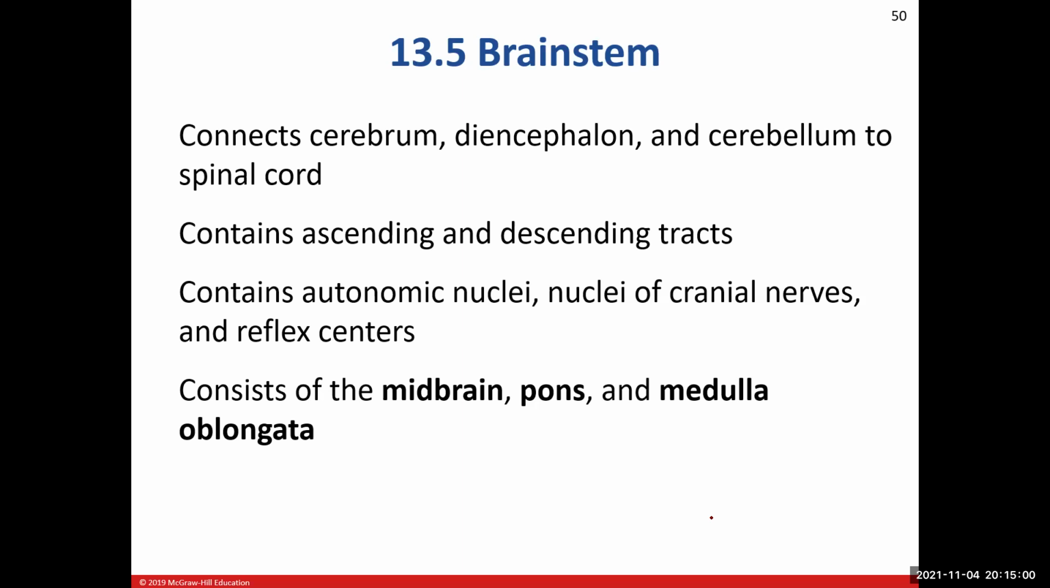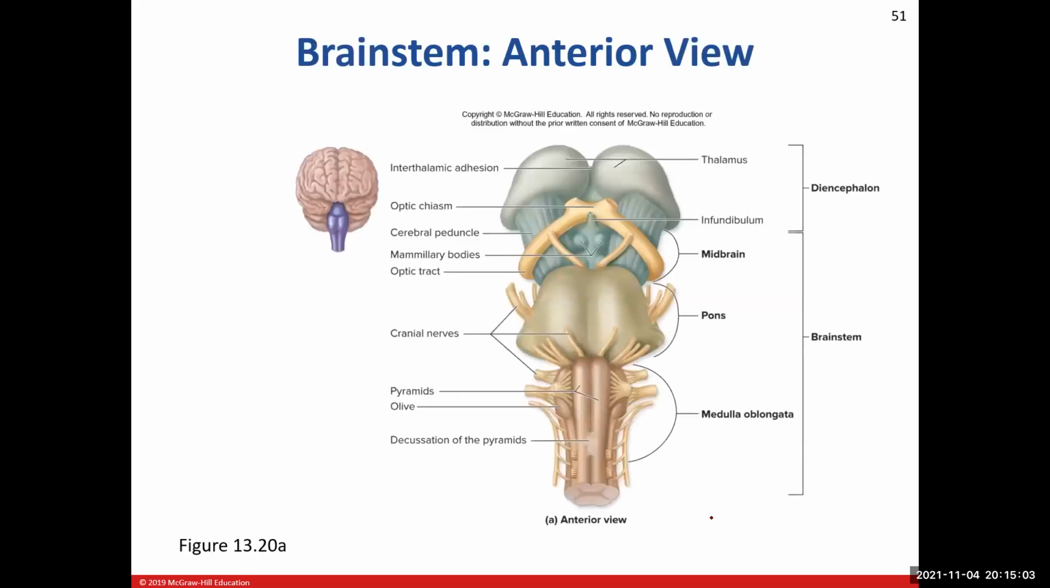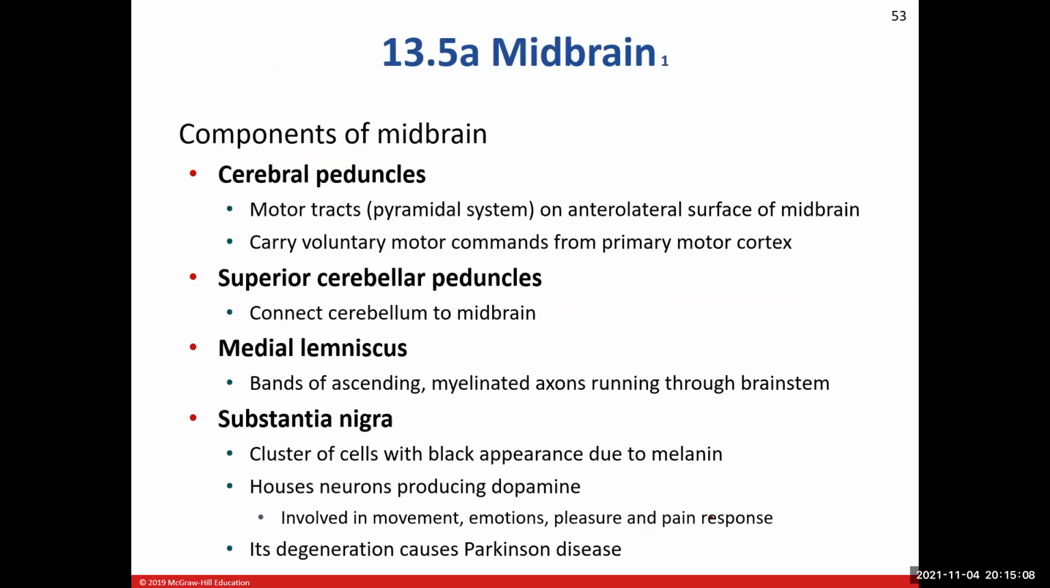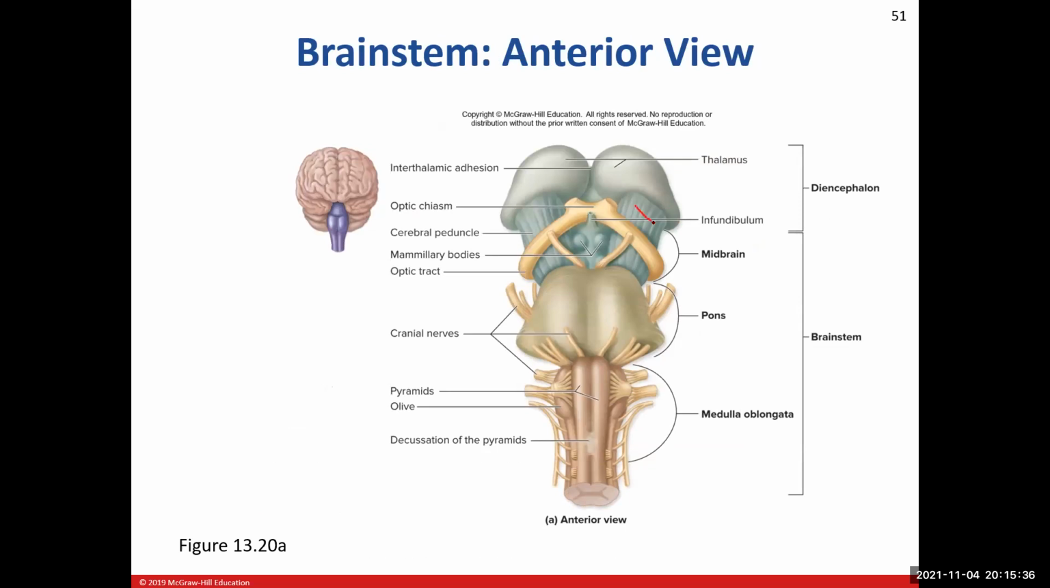So there are three parts: the midbrain, pons, and the medulla oblongata. You can see this nice anterior view, and then the posterior lateral view. So the midbrain, I'm going to work my way down here real fast. The cerebral peduncles. We just got done talking about the direct pyramidal tracts. Those are those motor tracts where the upper motor neurons will descend and travel down from the cerebral cortex through the midbrain. Where do they travel through the midbrain? Right in the front, anterior lateral surface. What is that? Right here. These are the cerebral peduncles right here in the front.